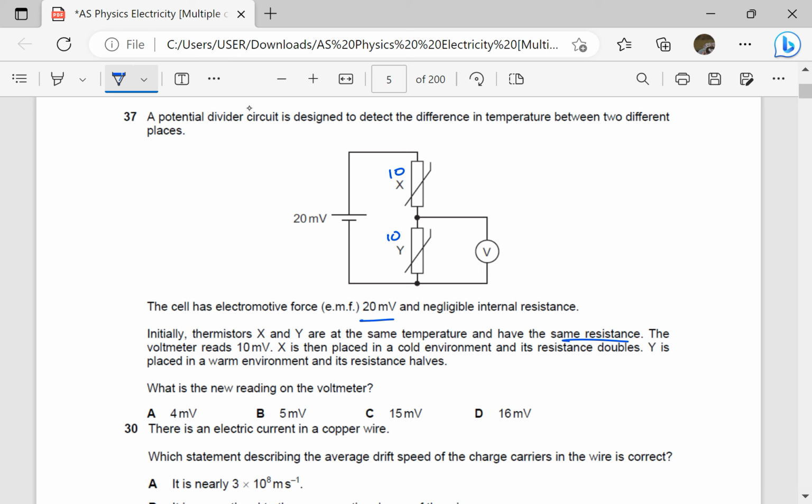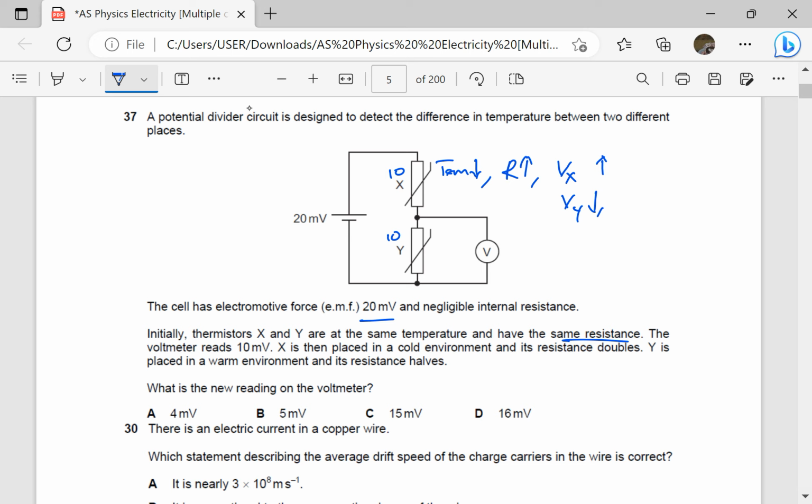X is then placed in a cold environment. That means the temperature drops, which means the resistance increases. That means the PD across X must increase, must be above 10. And if it does, it means the PD across Y must decrease, it must be below 10.